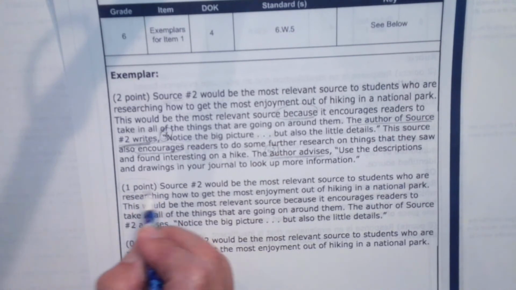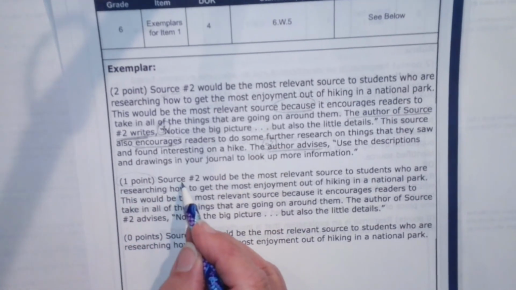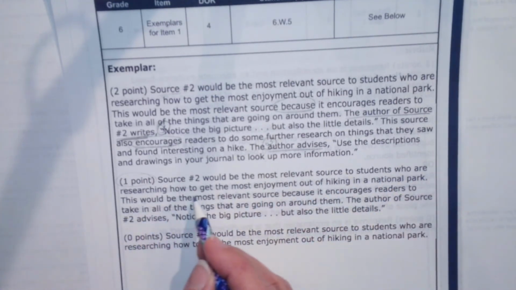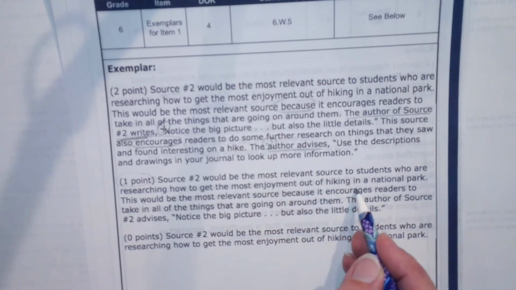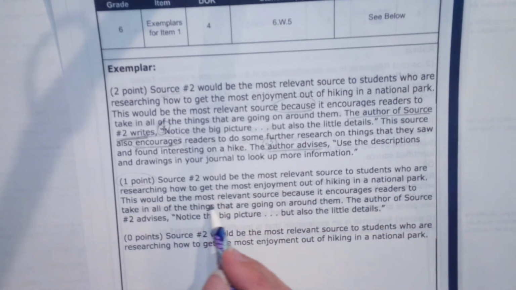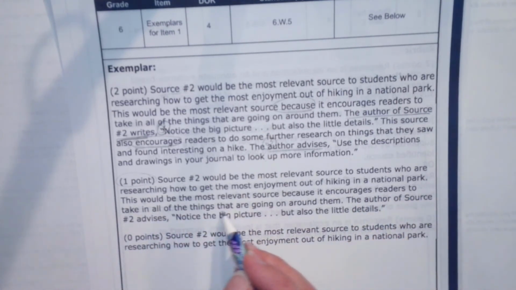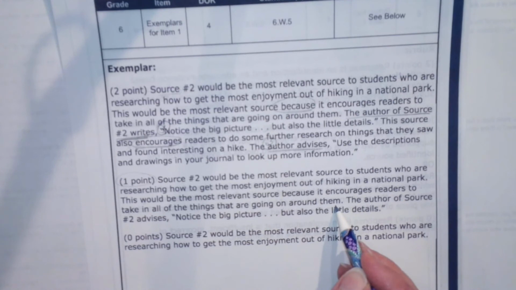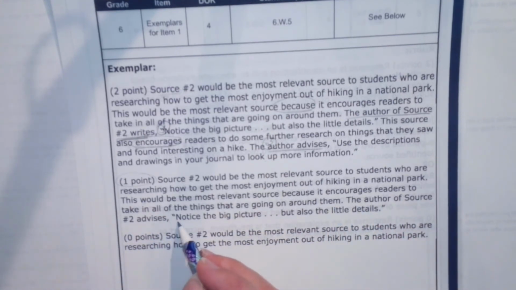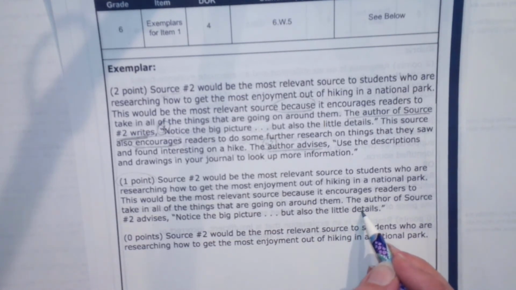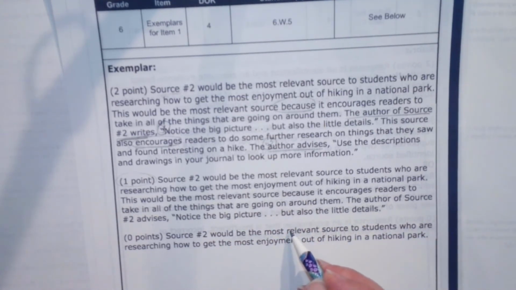This student did not answer as thoroughly. Answered the question. Source 2 would be the most relevant source to students who are researching how to get the most enjoyment out of hiking in a national park. This would be the most relevant source because it encourages readers to take in all the things that are going on around them. The author of source number 2 advises. Notice the big picture, but also the little details. So they started off really well, but they only gave 1 source of evidence. They didn't justify with 2 pieces.